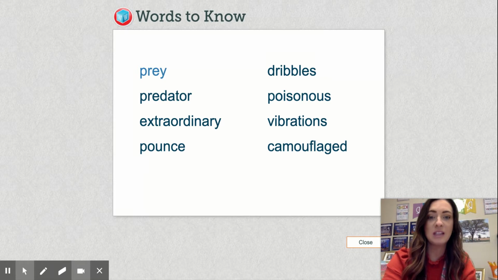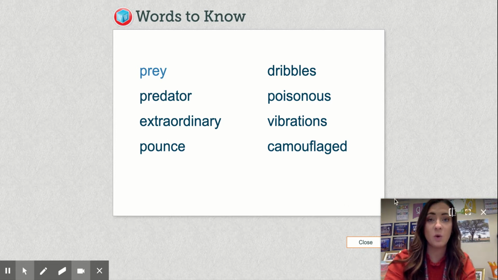So this week has a lot to do with animal terms. If you notice, our essential question is how do animals survive and what helps animals survive? So a lot of our vocab is going to be about these animals and their adaptations that we are going to learn about. So let's get into it.